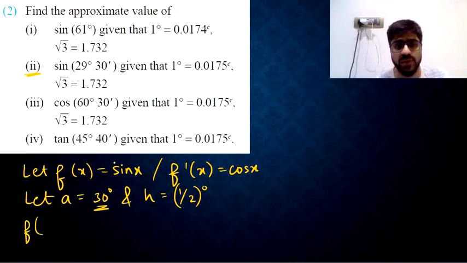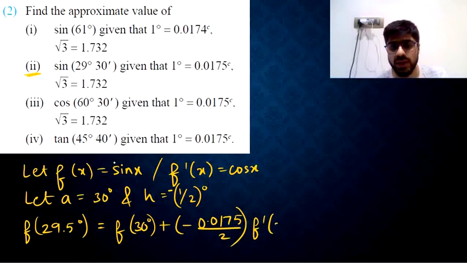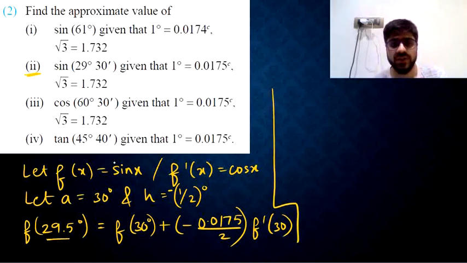Now f of a plus h, that will be 30. Okay, h should have been taken as actually minus half. So f of a plus h, that will be f of 30 minus half, which is 29. Let's write it as 29.5 degrees. And that should be equal to f of a, which is f of 30 degrees, plus h, which is minus half degree, but we will write it as minus half of this. So minus 0.0175 the whole divided by 2 into f dash 30, that is f dash a.